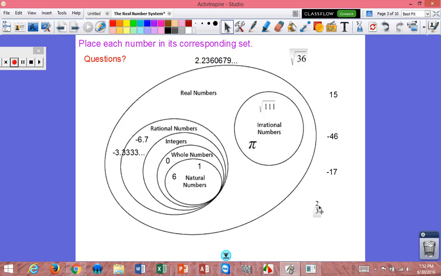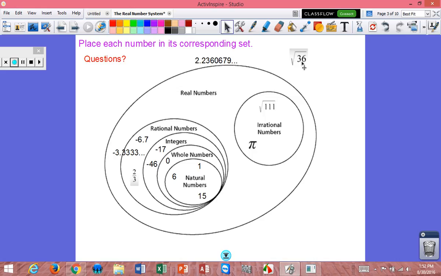2/3 is a fraction, and that is going to be rational. Negative 17, that would be an integer. That's the lowest subset it can belong to. Negative 46, that's going to be the same. 15 is a counting number.